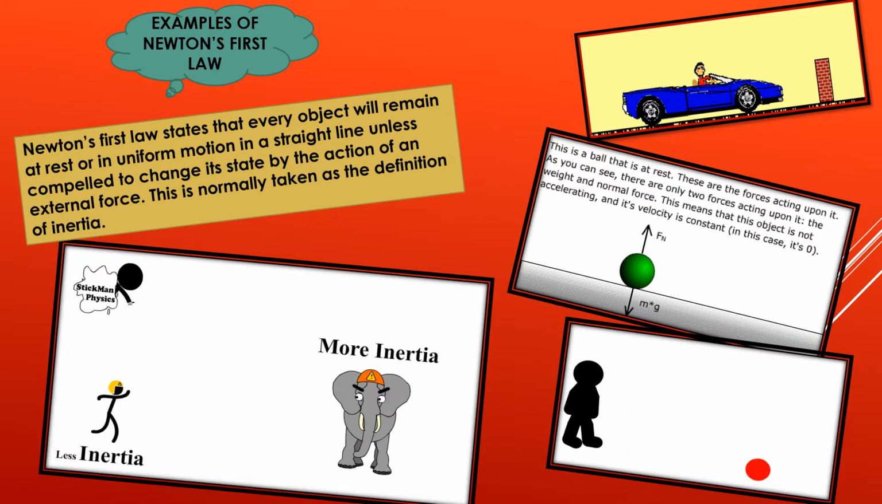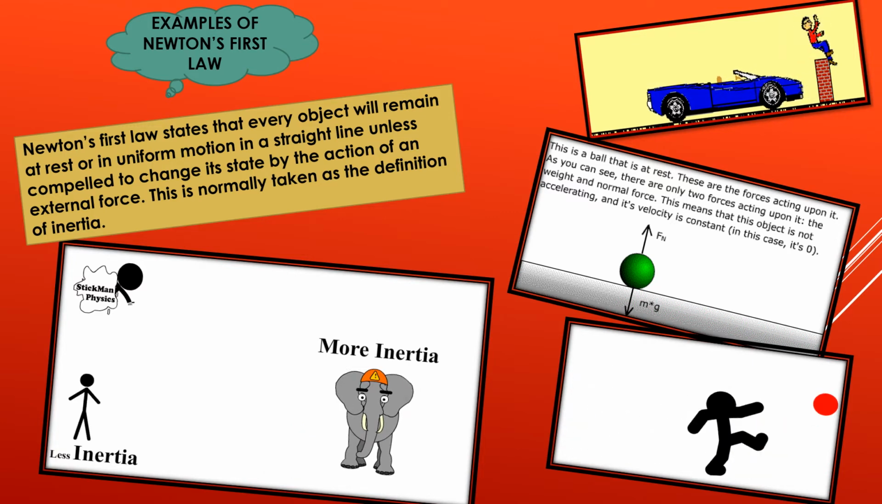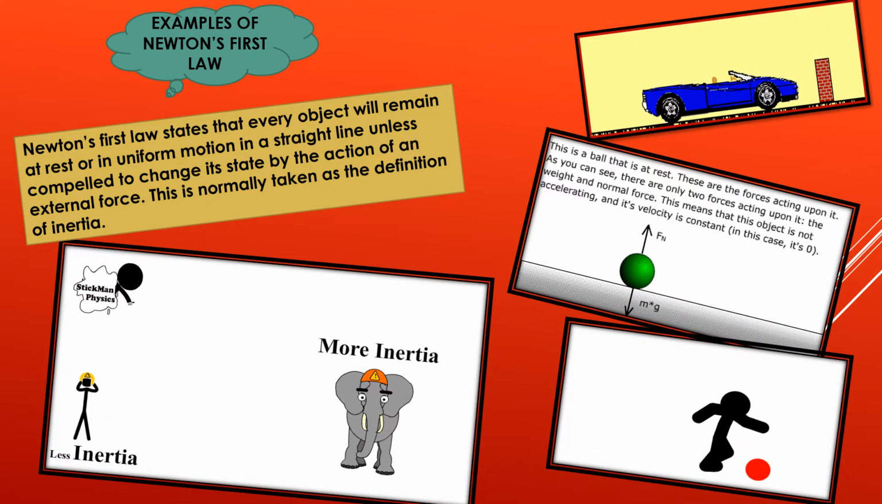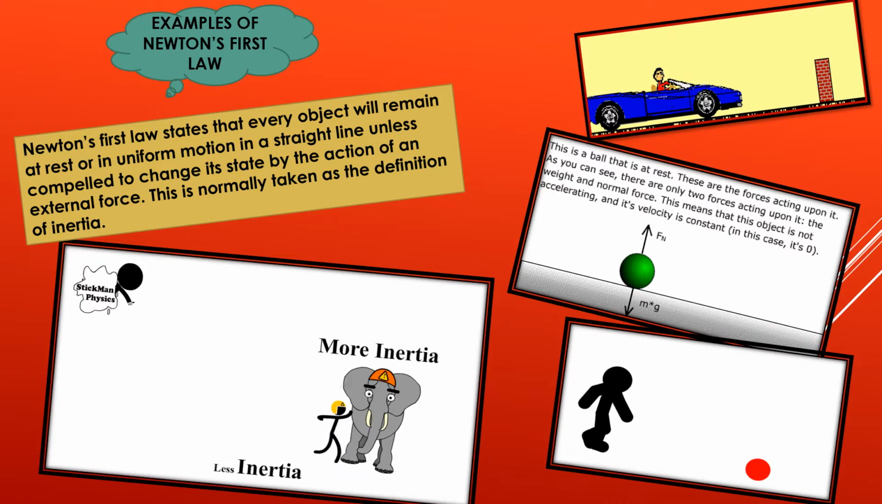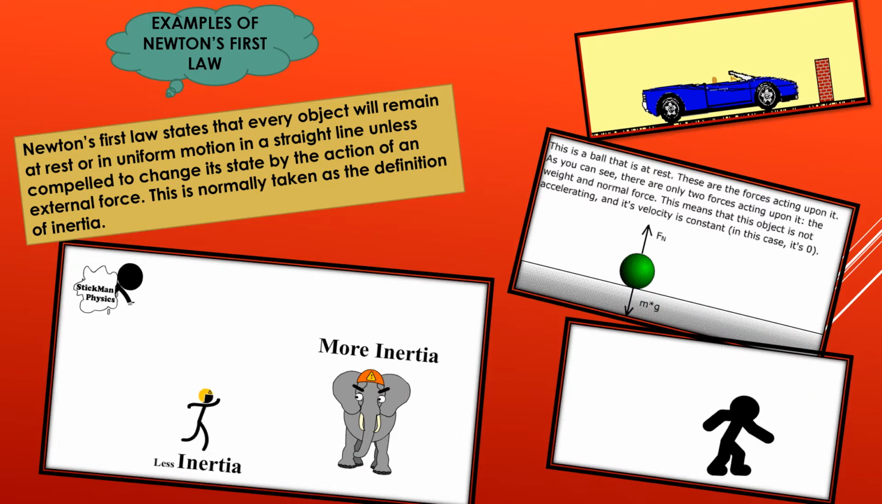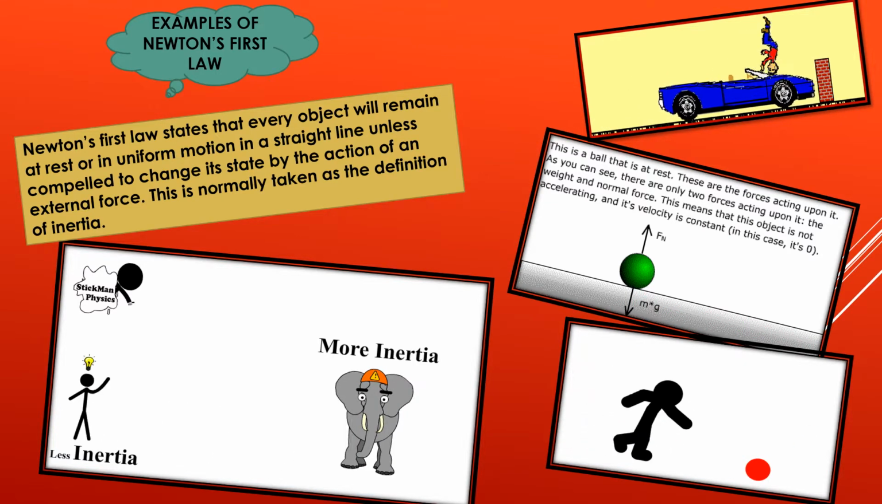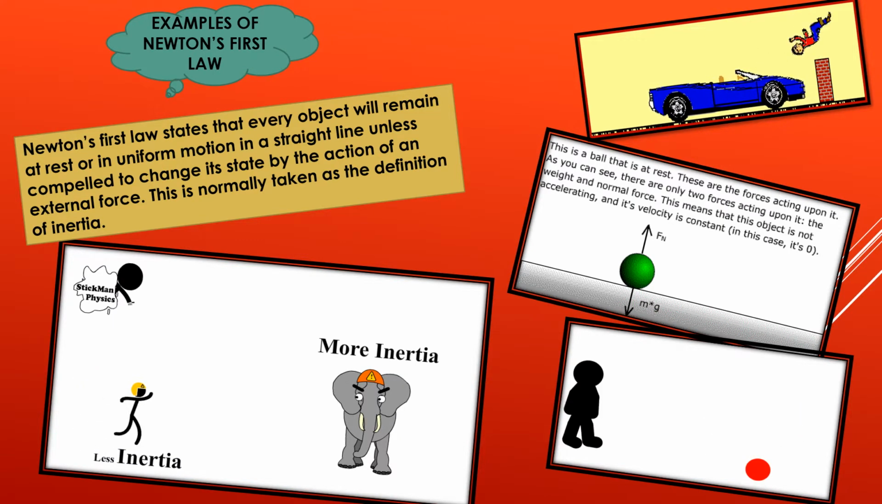Newton's first law states that every object will remain at rest or in uniform motion in a straight line unless compelled to change its state by the action of an external force. This is normally taken as the definition of inertia also. Now see this example first.